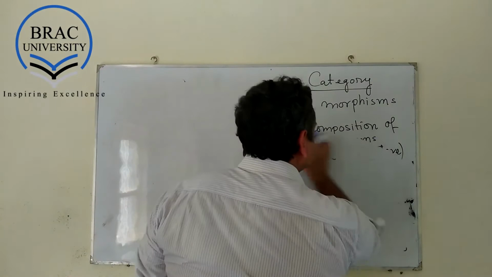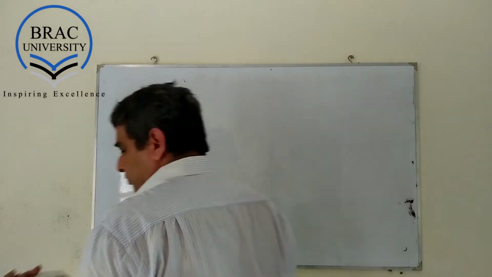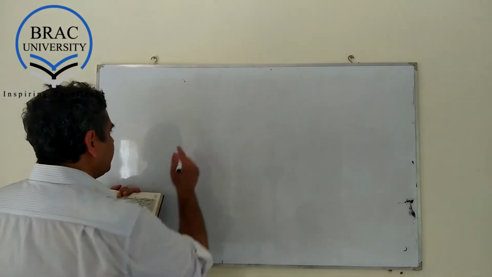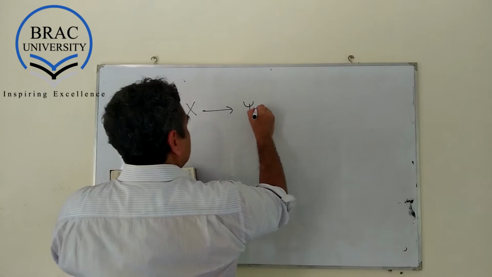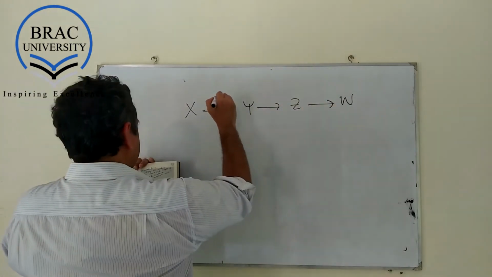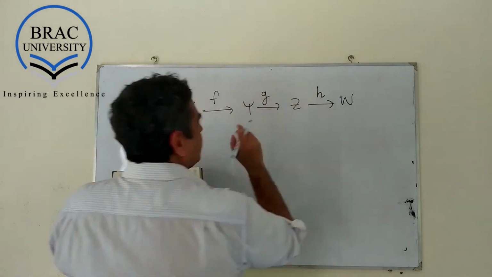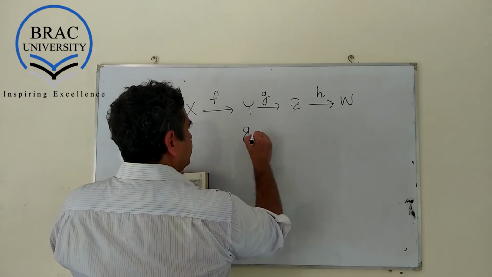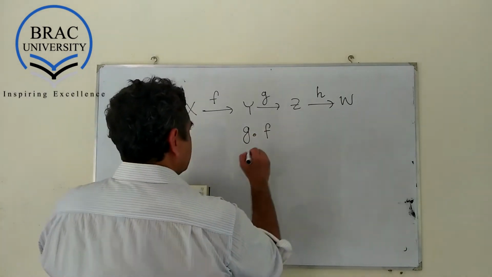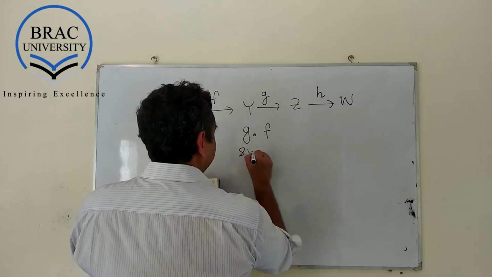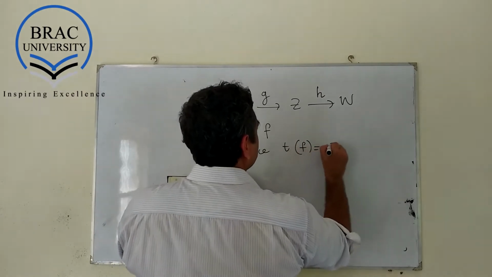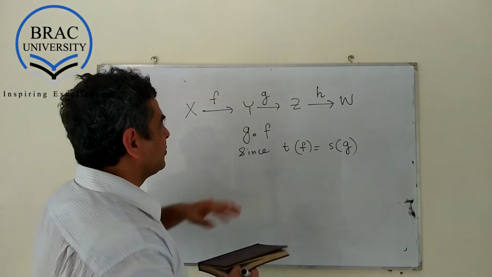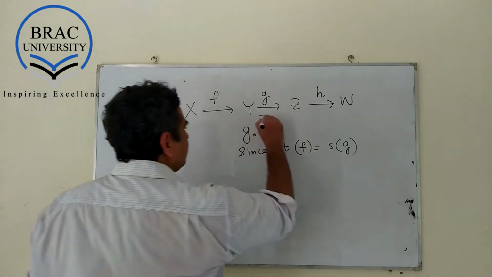Now observe that for a general category, you always need to match the source and target to compose the morphisms. Meaning, if you have a diagram of 4 objects using 3 morphisms, you can compose G with F since the target of F is the same as the source of G, which is the object Y. Okay? So this makes sense.